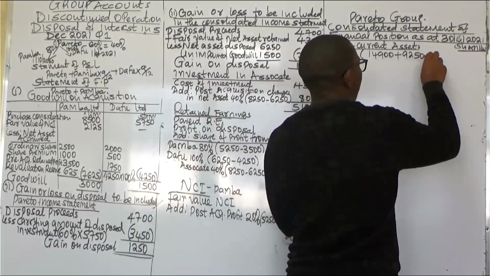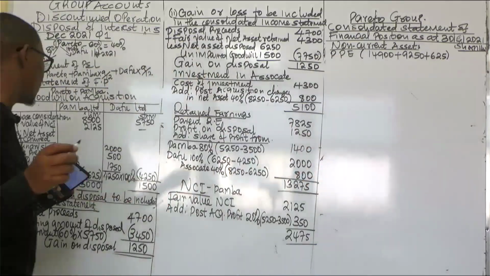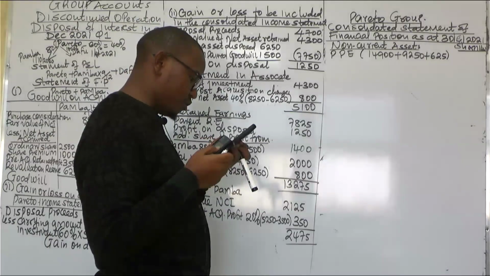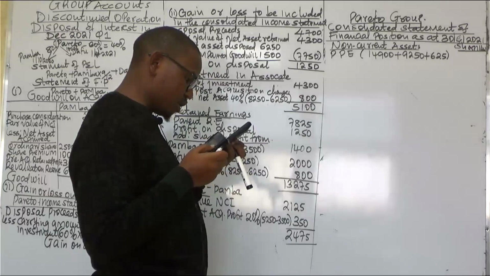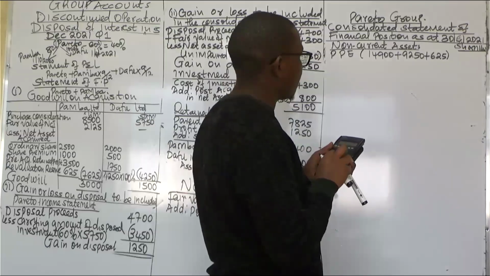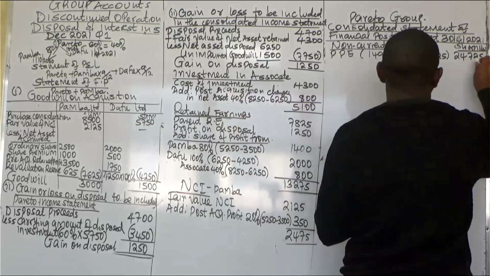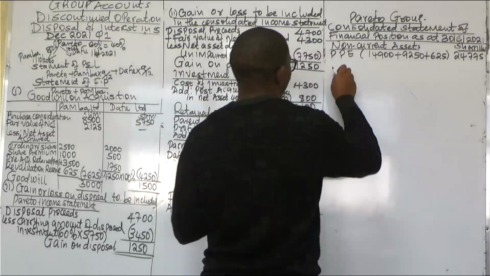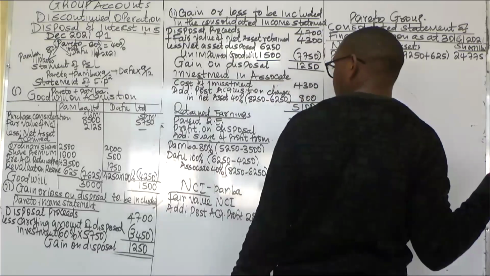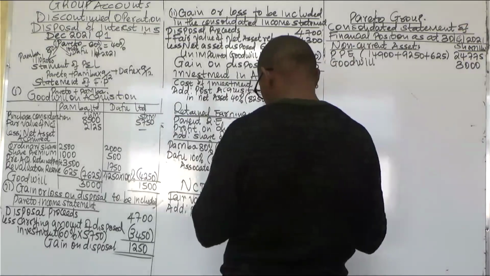9250. I will add the 625. 625 is this revaluation. You need to adjust for that revaluation, which in this case will give you 9250 plus 625, this is 24,775. We also have goodwill. Goodwill here will be that of 3,000.